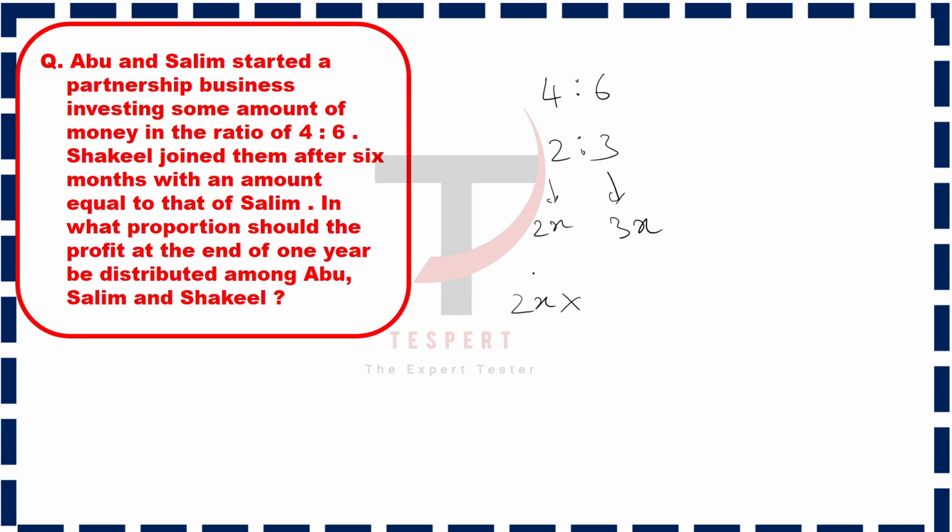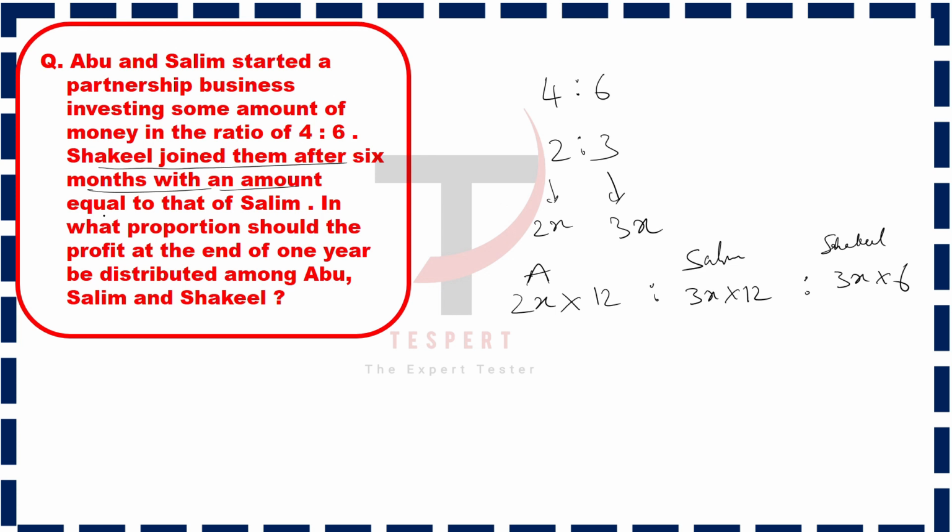This is for Abu, right? How many months did he invest? For 12 months. For Salim, he invested 3x amount for 12 months, and Shakil invested 3x amount for 6 months. Why? Because we can consider Shakil joined them after 6 months with an amount. So after 6 months means he invested for the remaining 6 months.